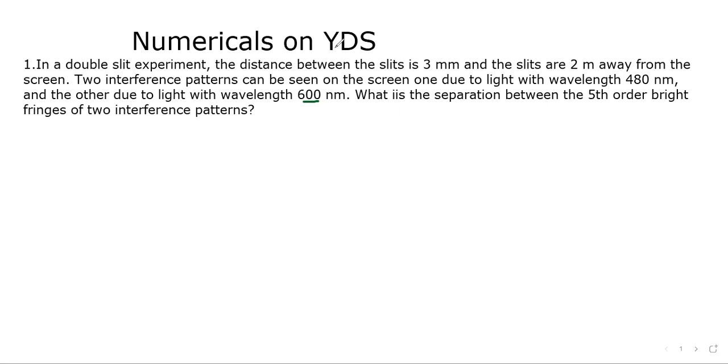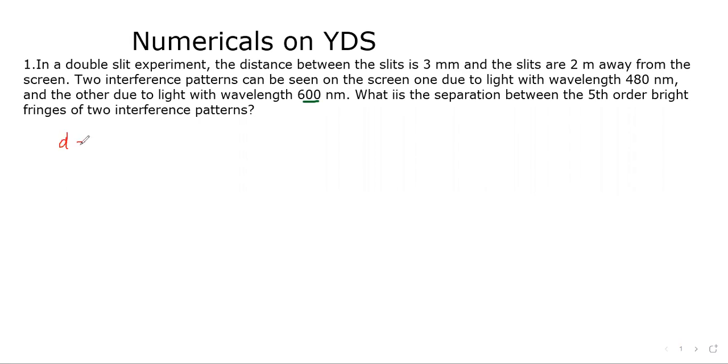Numericals on Young's double slit experiment. In a double slit experiment, the distance between the slits is 3 millimeter and the slits are 2 meter away from the screen. Two interference patterns can be seen on the screen, one due to light with wavelength 480 nanometer and the other due to light of wavelength 600 nanometer. What is the separation between the fifth order bright fringes of the two interference patterns?